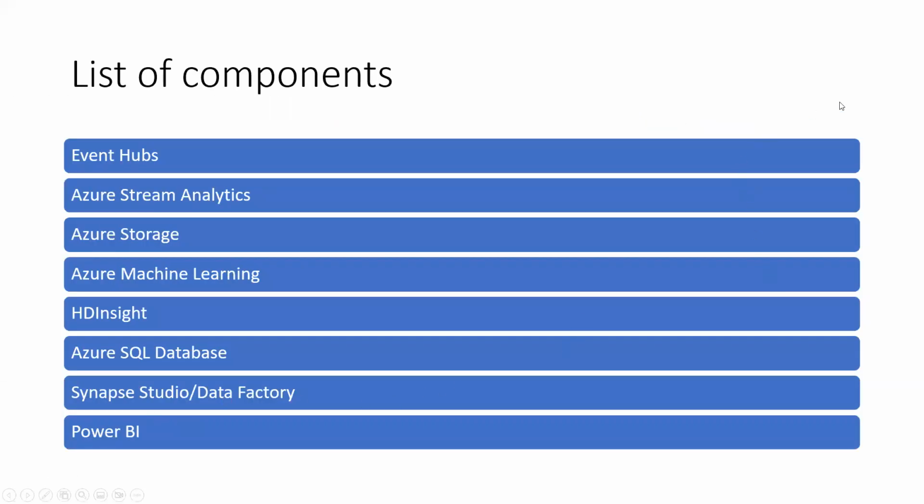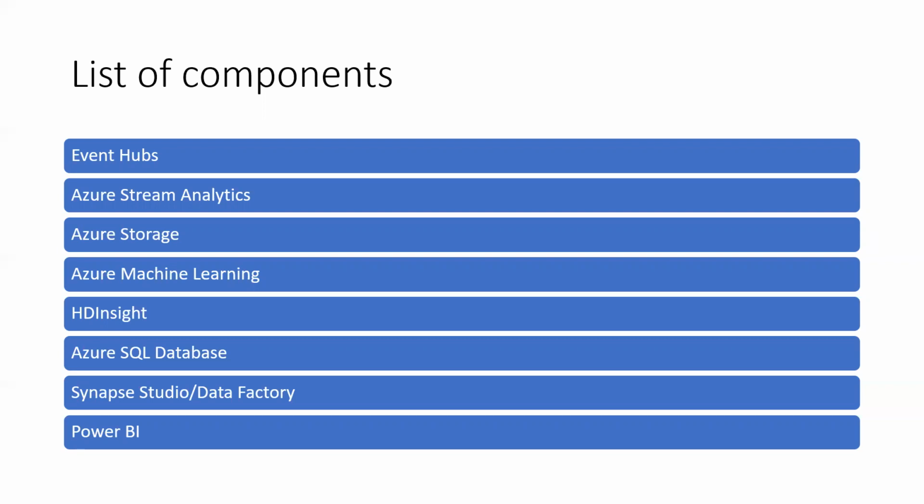Let's start with the list of components. What are all the components that we need to design this predictive aircraft engine monitoring in the Azure Analytics platform? So here is the list. We need Event Hubs, Azure Stream Analytics, Azure Storage, Azure Machine Learning, HD Insight, Azure SQL Database, and Azure Synapse Studio or Azure Data Factory, and Power BI.